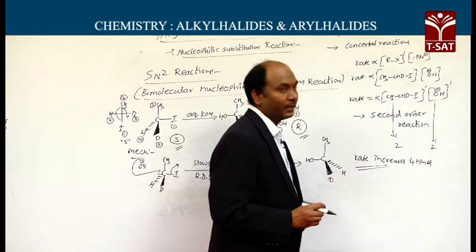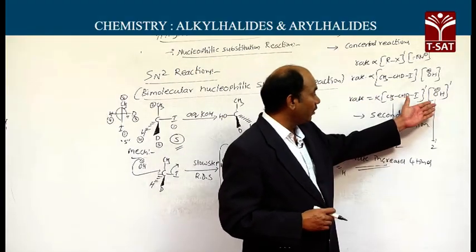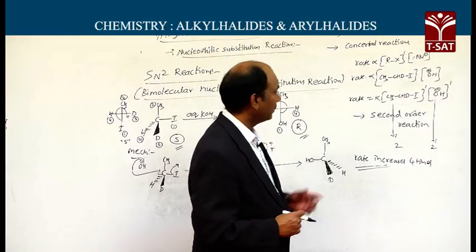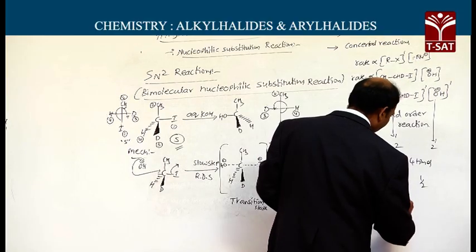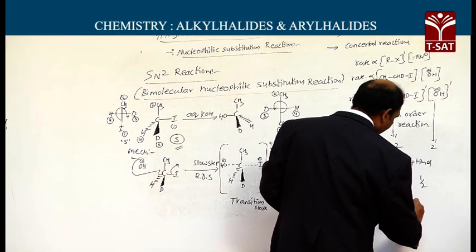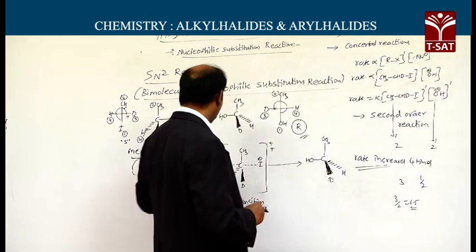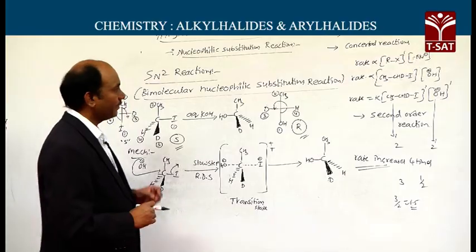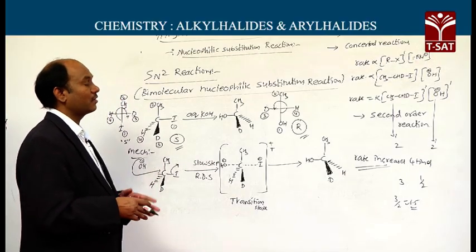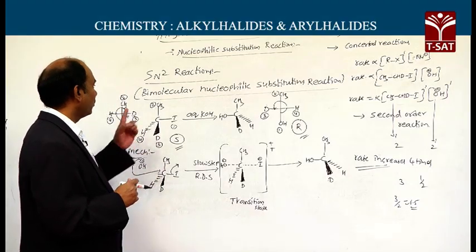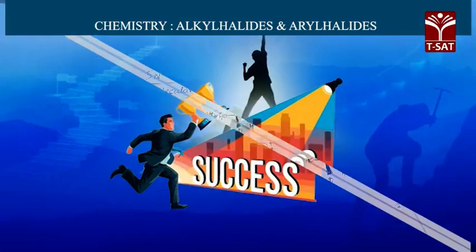Suppose this is increased by 3 times, and the concentration of nucleophile is decreased by half, then what happens? This is increased by 3 times, this is decreased by half, therefore the total overall rate is 3 by 2, that is nothing but 1.5 times increase. So the SN2 reaction depends on the concentration of alkyl halide as well as the concentration of nucleophile. Therefore this is called bimolecular and it is a second order reaction.